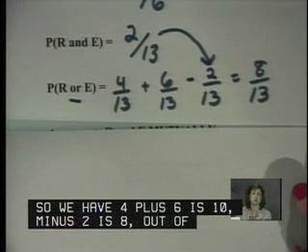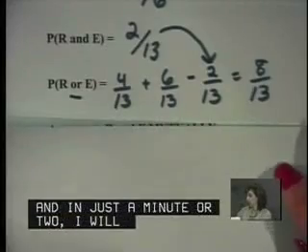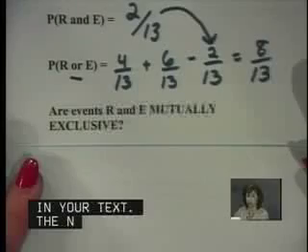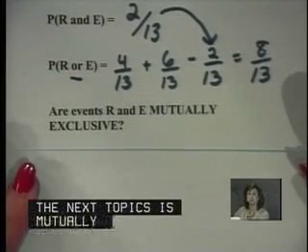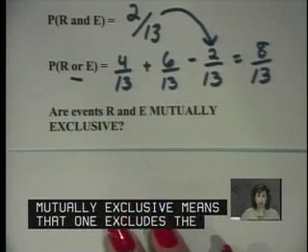In just a minute or two, I'm going to summarize these rules so you'll have them all together as they are in your text. The next topics are mutually exclusive. Mutually exclusive means that one excludes the possibility of another one happening.